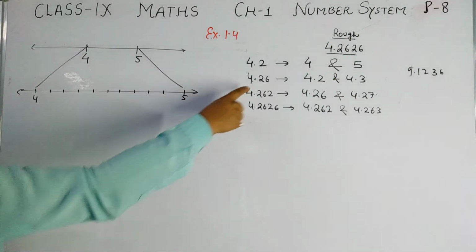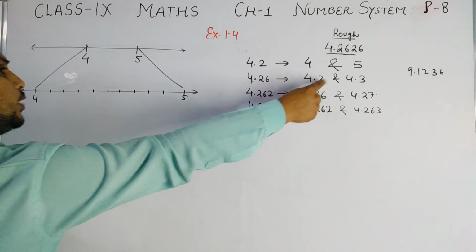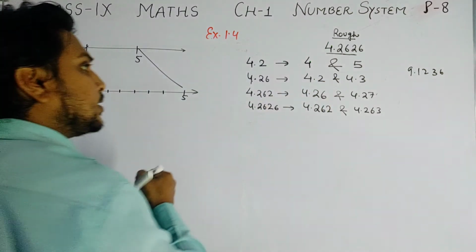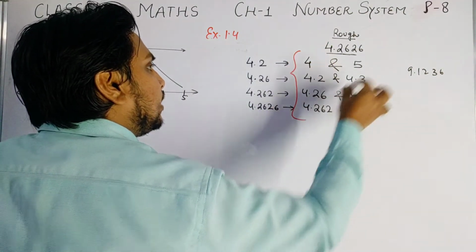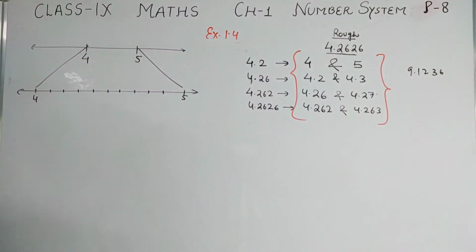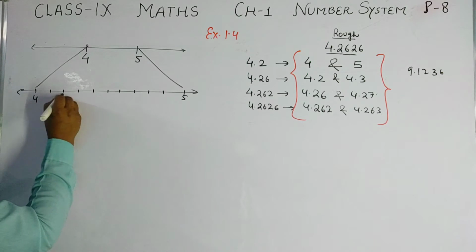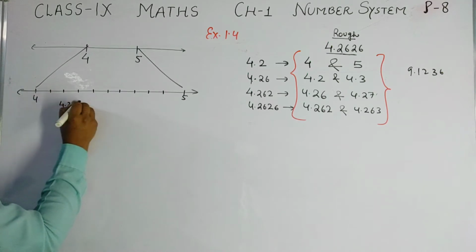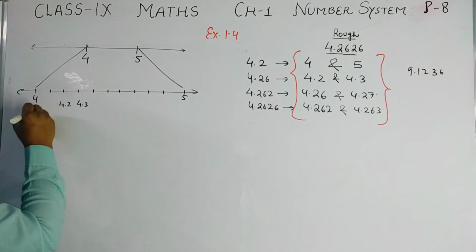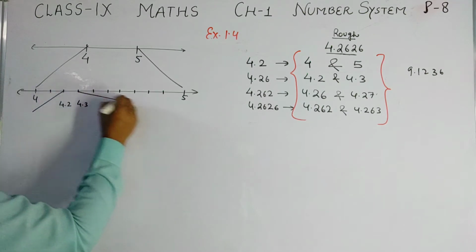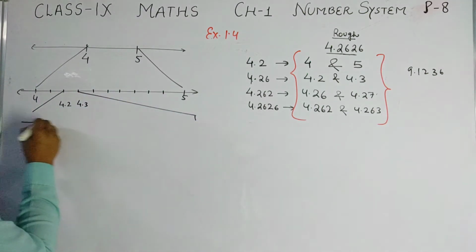After that, we require 4.2 and 4.3. These are the end points we have to keep in mind, 4.2 and 4.3. So it is 4.1, it is 4.2, and 4.3. So 4.2 and 4.3.